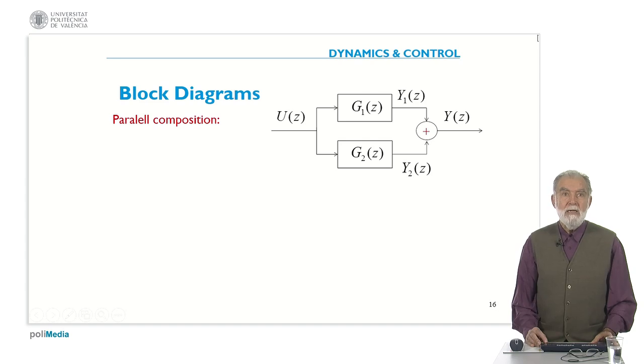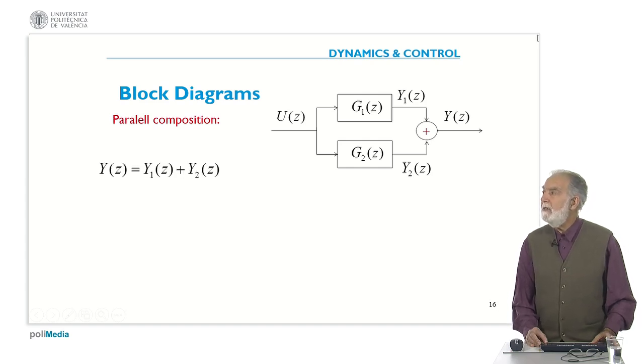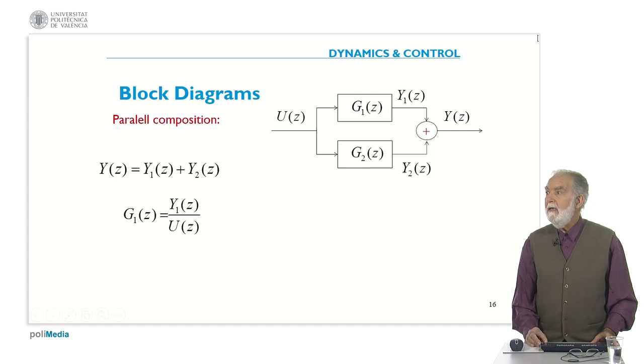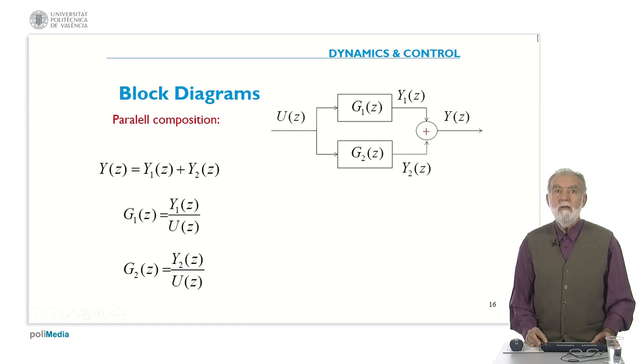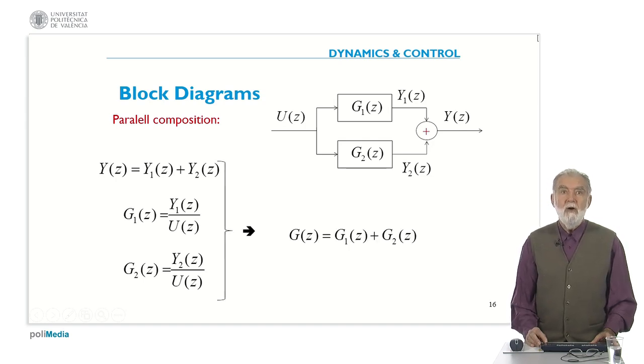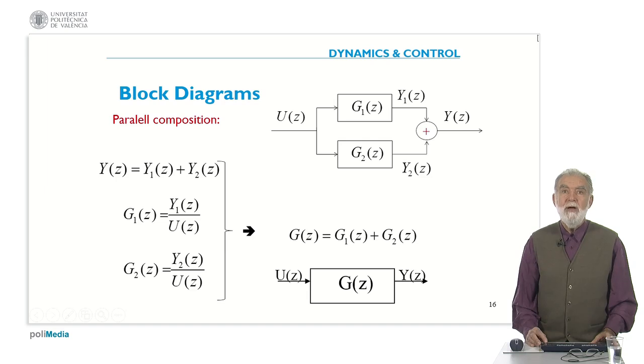If we have a parallel composition, then we can derive from this diagram that y is equal to the sum of y1 plus y2, and G1 is y1 over u, and G2 is y2 over u, and then all together we derive that the system is equivalent to a single one with a transfer function which is the sum of the transfer functions.